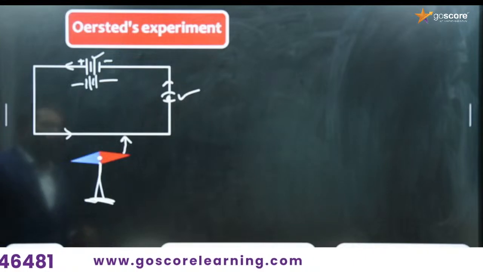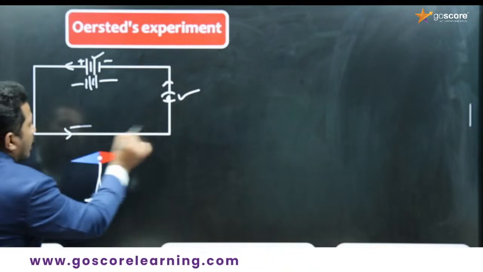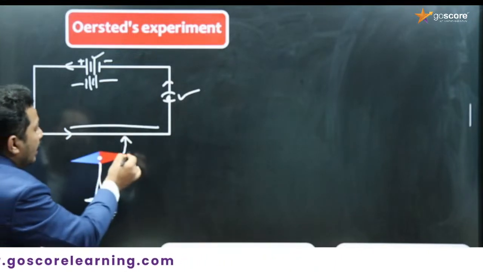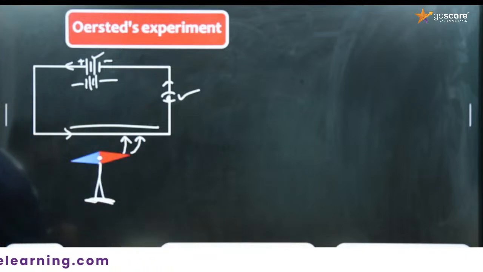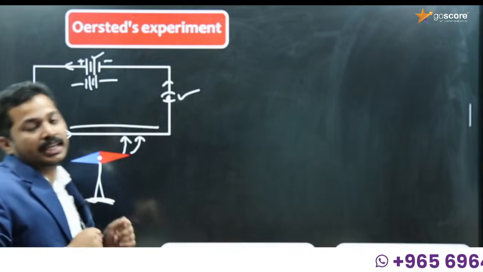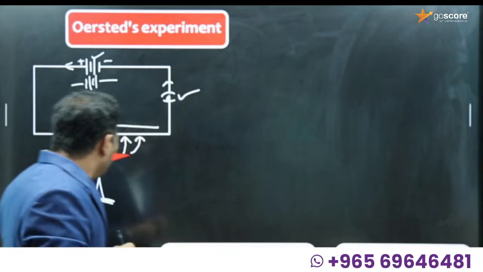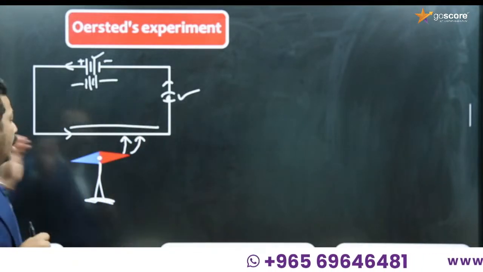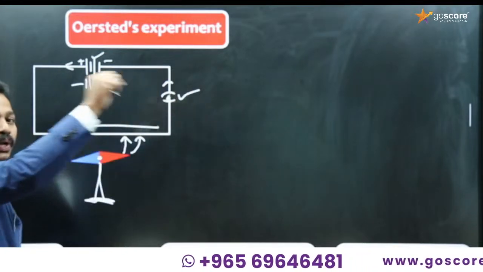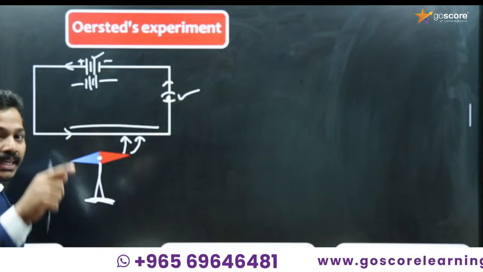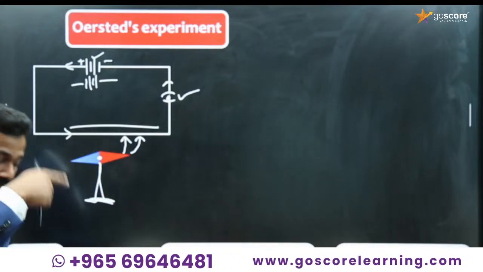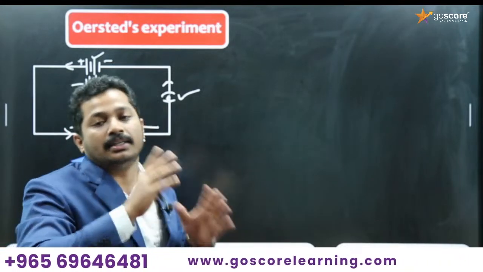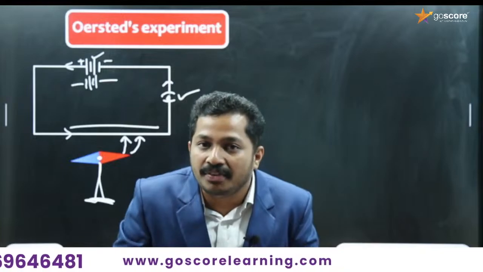Okay, so when a current passes through this conductor, we can see a deflection of the magnetic needle. It is only because there will be a force of interaction, right? So he came to the conclusion that when a current passes through a conductor, a magnetic field is created. Whenever a current passes through a conductor, there will be a magnetic field around it.